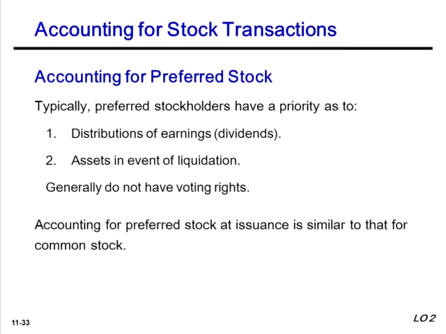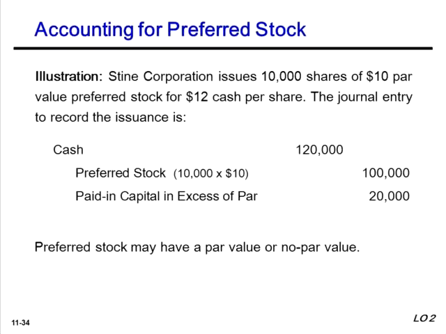We're now going to consider preferred stock. So preferred stock has priority over common in terms of payment of dividends and distribution of assets in the event of the liquidation of the corporation. They do not have voting rights. Accounting for preferred stock at issuance is similar to that of the accounting for common stock.